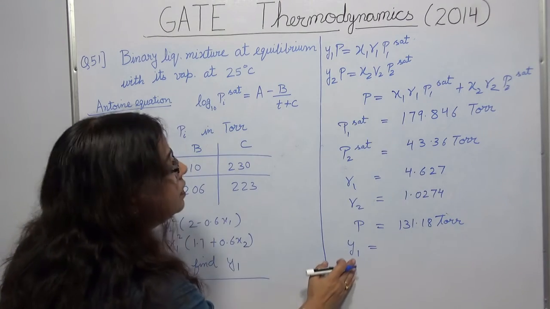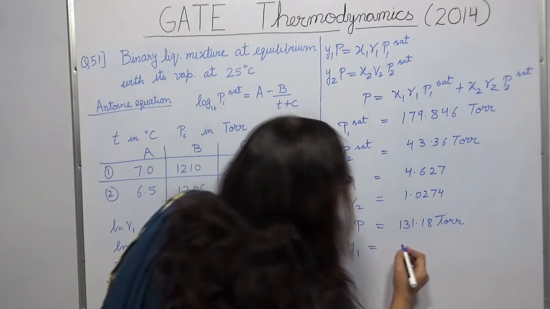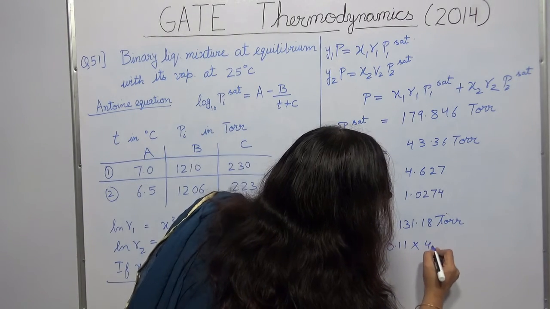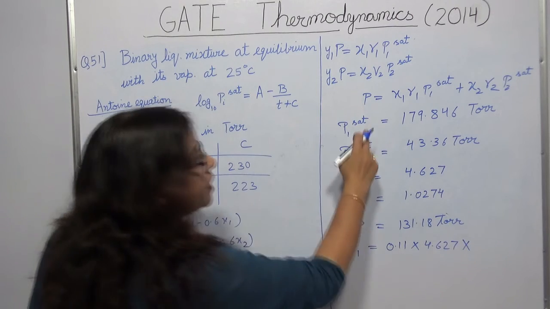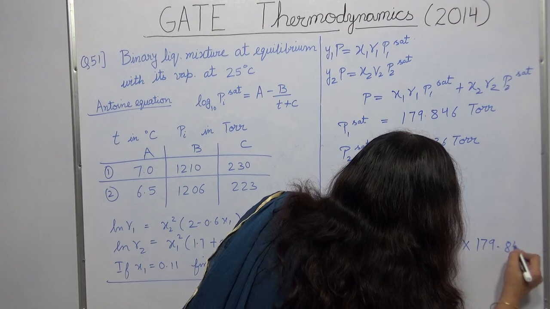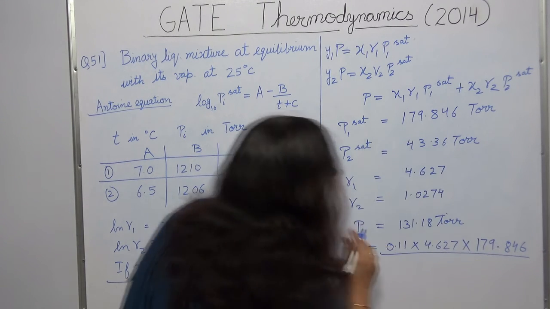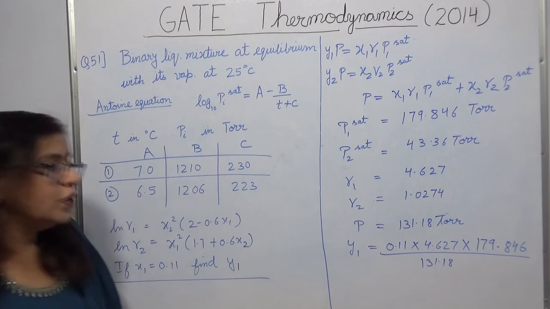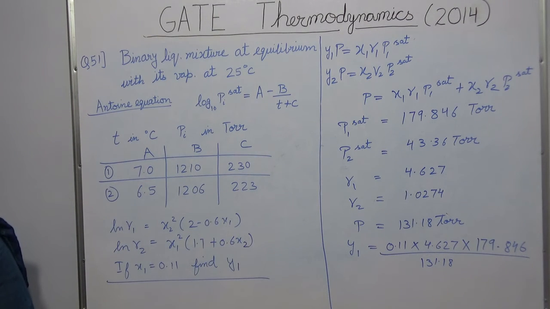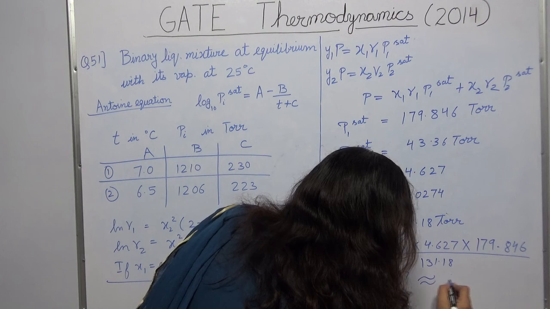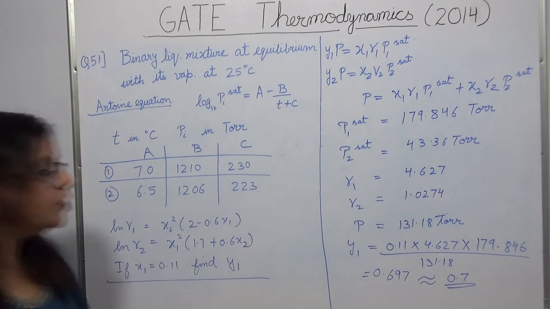Now your question is very simple. y1 will be equal to x1, that is 0.11, multiplied with gamma 1, that is 4.627, multiplied with saturation pressure of component 1, 179.846, and divided by total pressure, which comes out to be 131.18. Okay. Do this calculation and you will get the value of y1 as 0.697, or I can round it off to 0.7. So this is your answer.